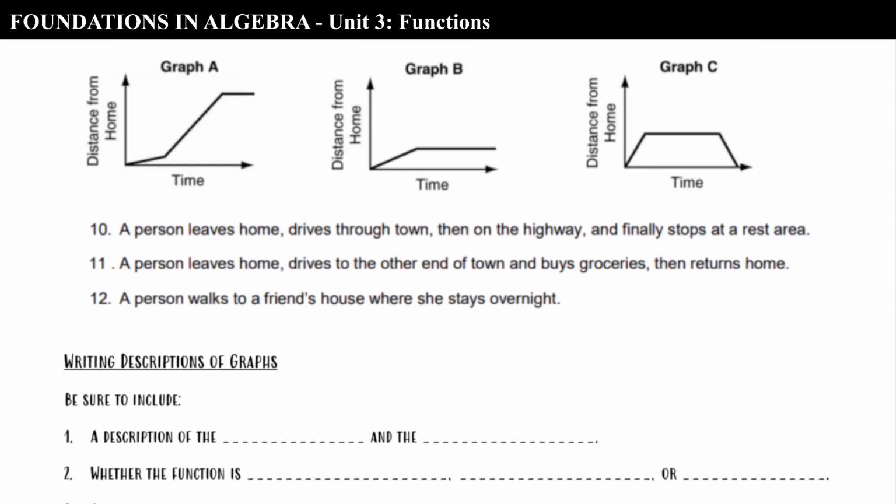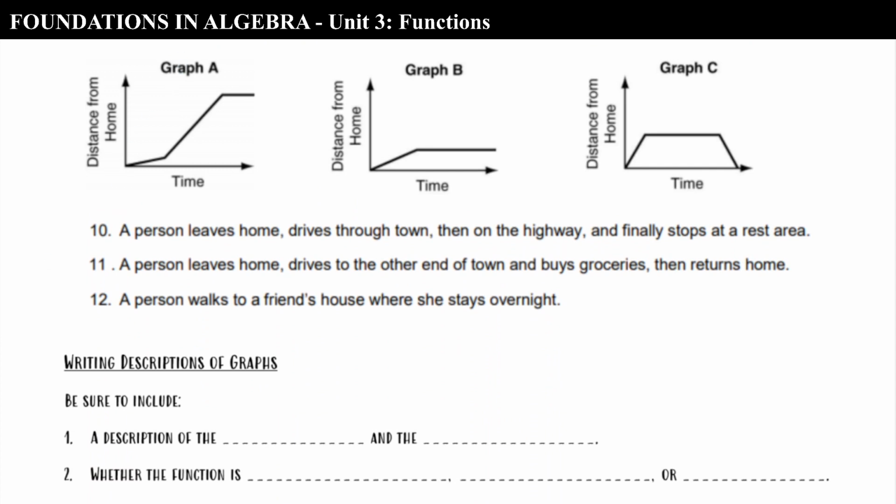Let's check out this trio of graphs. So a person leaves home, drives through town, then on a highway, and finally stops at a rest area. So if they leave home and they're driving through town, they're going fairly slow. Then they drive through on the highway, so they're driving faster, which is here on graph A, and then finally stops at a rest area, so we're not moving at all here at the end. So this one would be graph A.